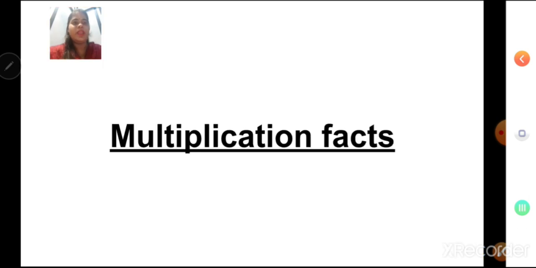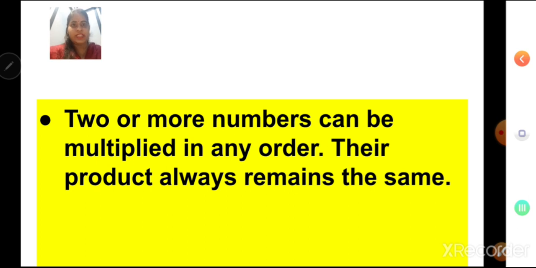Now, today we are going to start with the new topic, which is multiplication facts. We are going to learn 3 multiplication facts. Now, you are in 3rd standard, so remember we have 3 multiplication facts. What are those? The first multiplication fact is: 2 or more numbers can be multiplied in any order. Their product always remains the same.